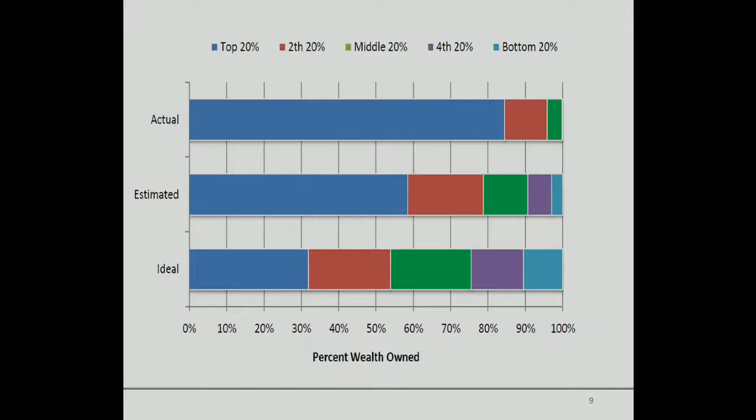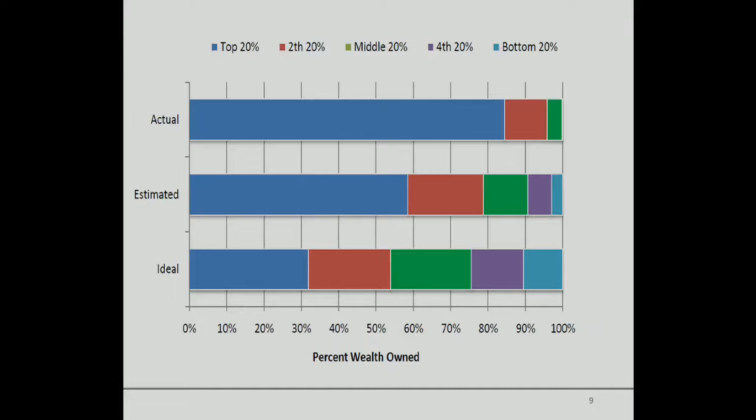And then they were asked the second question, which was, okay, what do you think is actually going on? And they said, well, we think that the top 20% has 58% of everything. And then increasingly smaller shares.